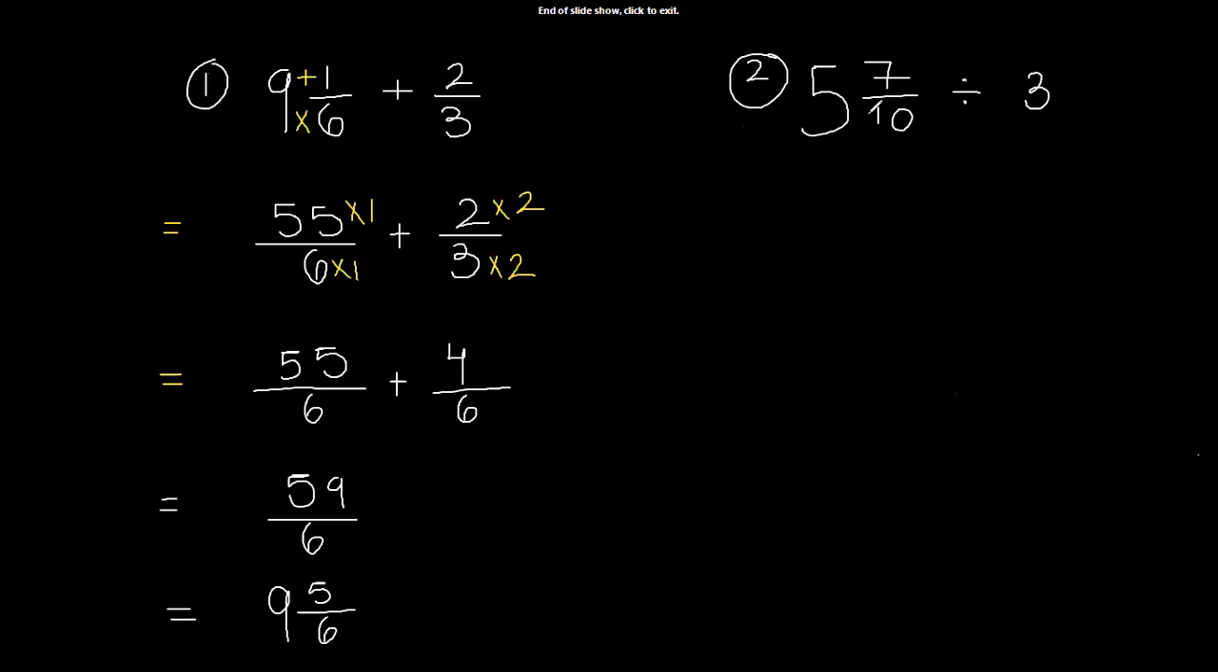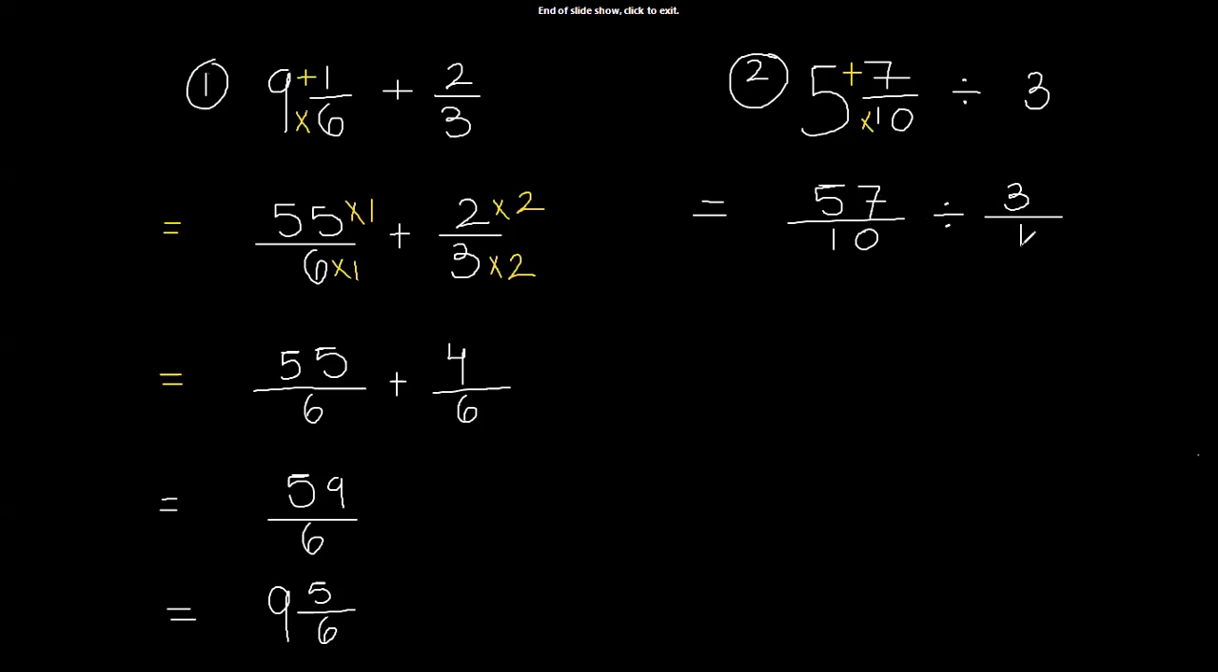First thing I'm gonna change this into an improper fraction. So we have 5 times 10. What is 5 times 10? 50. 50 plus 7. 57. Very good. So it's gonna be 57 over what? 10. Divided by 3. 3 over what? 3 over 1. Very good.